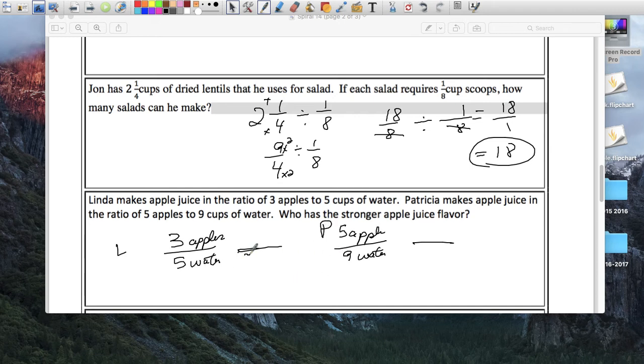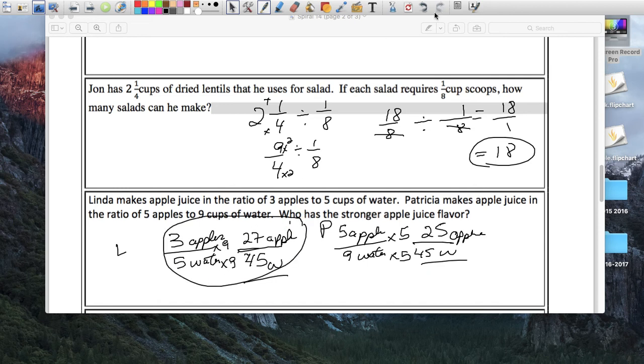Common denominator between 5 and 9 is 45. Well, let's give them both 45 cups of water. So this would be times 9. Times 9. So Linda would add 27 apples. Patricia, 9, how did it become 45? It would be a factor times 5. Then on top times 5. So 25 apples. And Patricia would add 25 apples given 45 of water. So if you give them both 45 cups, Linda uses more apples. So this is the stronger flavor.